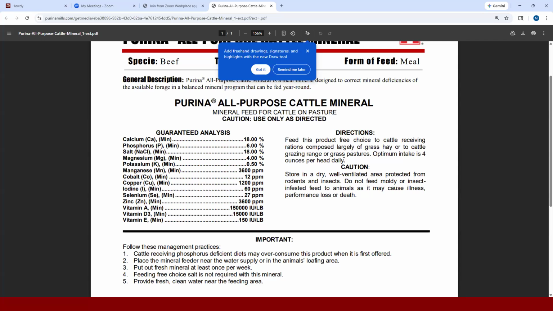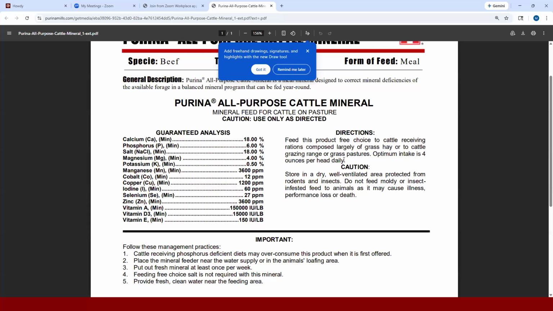Two easiest ways that I know of. One is play around where your mineral feeder is in relation to your water source. So if they're eating too much of it, move it farther away from their water source, or the areas where they like to mingle. So move it farther away from shade.